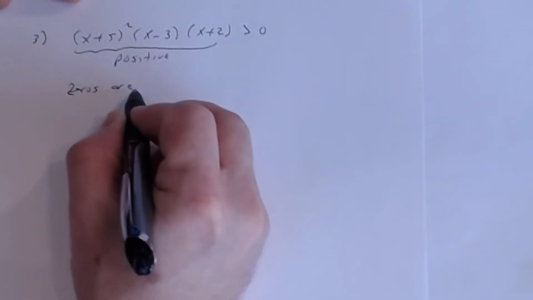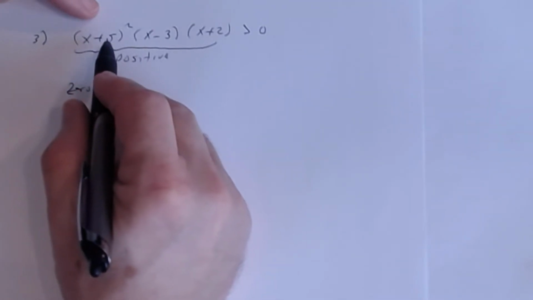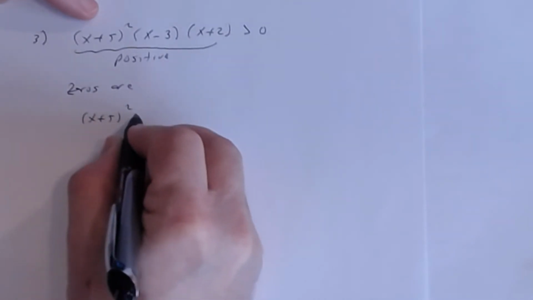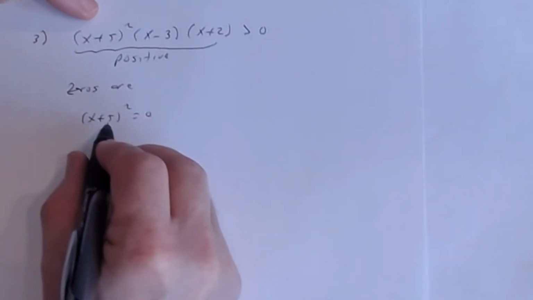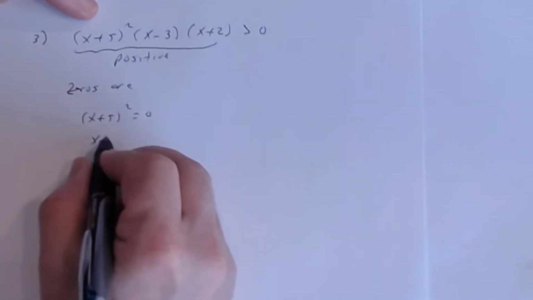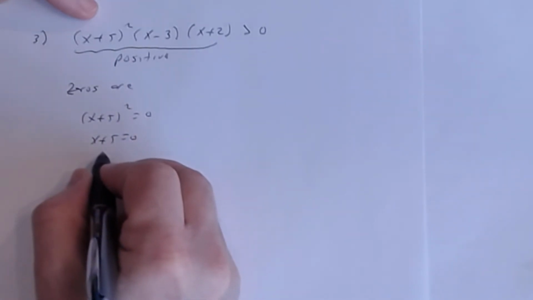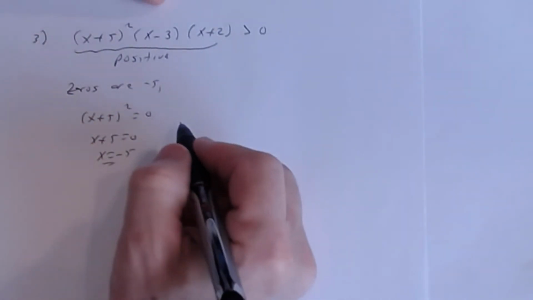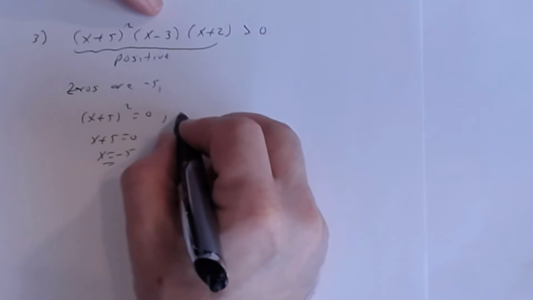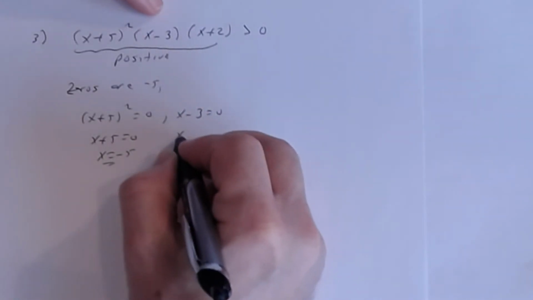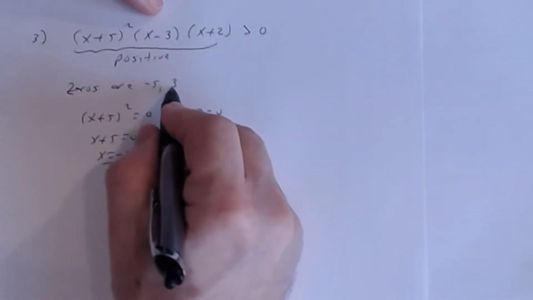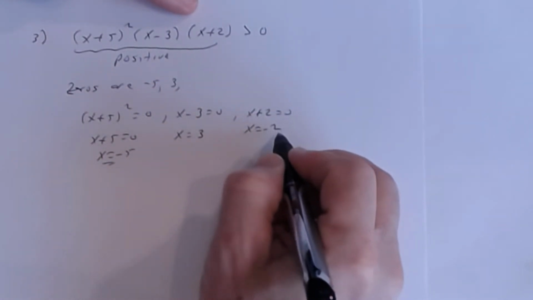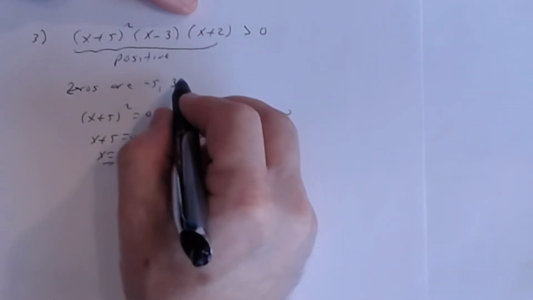Okay, so let's find the zeros. If I look at the first factored part, there are 2 factors of x plus 5. See that? So I need to find out where's that 0. Well, x plus 5 squared is equal to 0 when x plus 5 equals 0, and x plus 5 is equal to 0 when x equals negative 5. So there's one of your zeros. Your next 0 will come from the next factor, which is x minus 3 equal to 0. So that's going to be when x is 3. And your next one is going to be x plus 2 equal to 0, and that's going to be when x equals negative 2. So those are my three zeros.